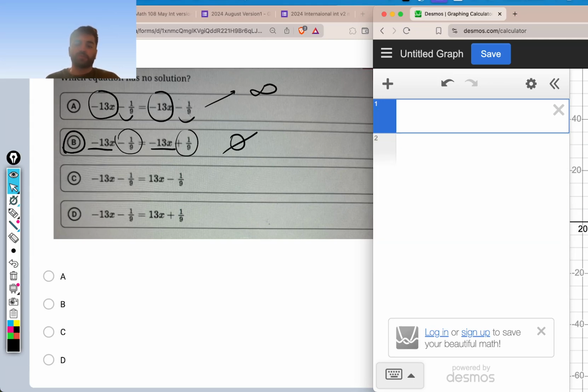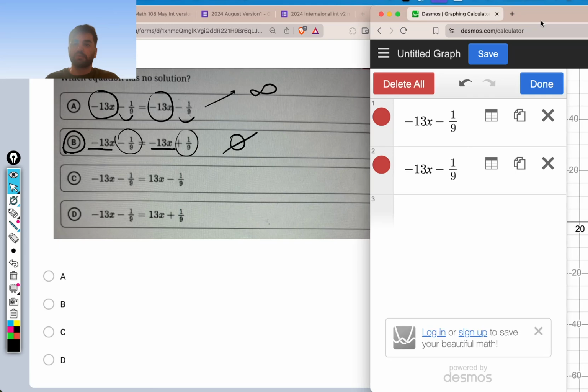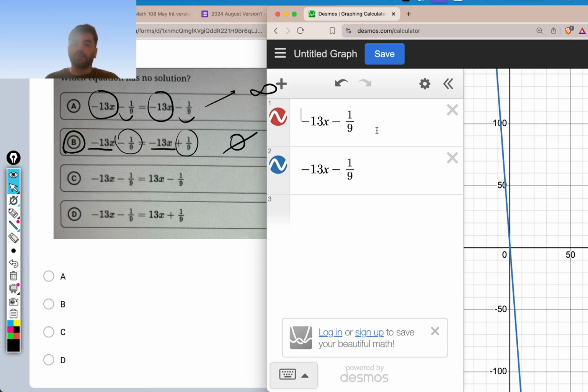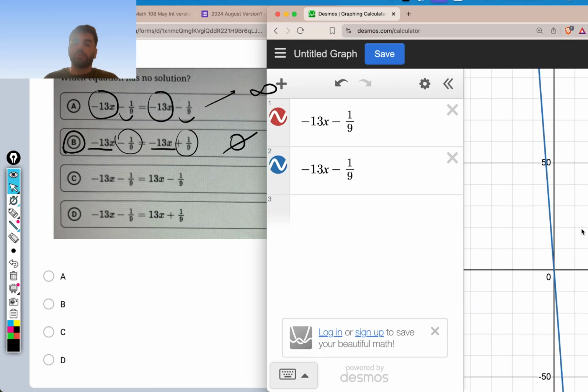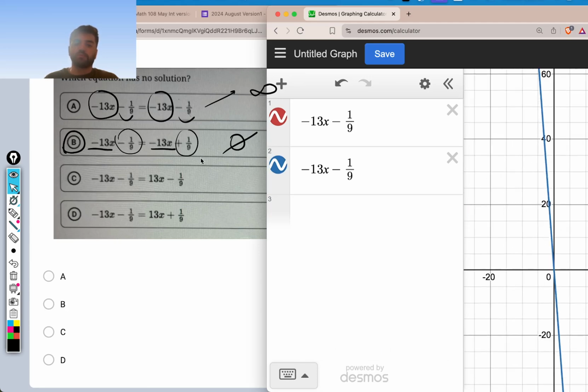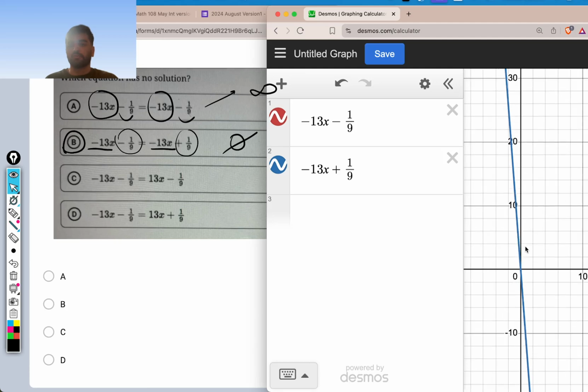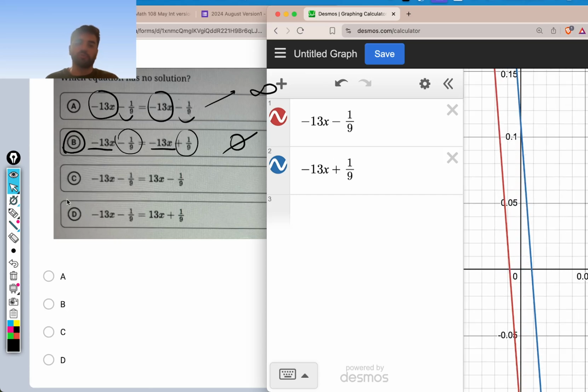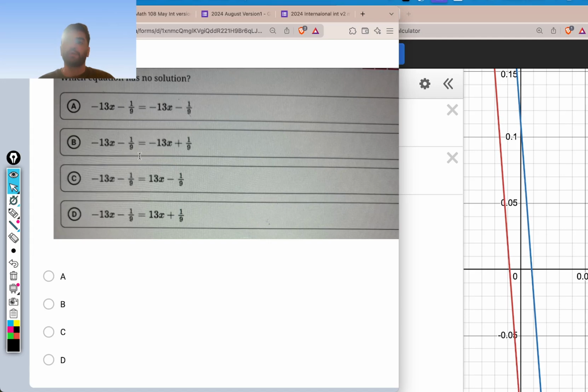Or you can write them in decimals separately. Let's look at A. Negative 13x minus 1 over 9. And you can see the second one is also the same, so let's copy it and change this one to blue. You can see that we have one line here. Because we have one line, it means there is an infinite number of solutions here. If you make that minus plus, it looks like it is also an infinite number of solutions, but when you make it very, very close, you can see that it is actually no solution. So the answer is B here. That's why you must also know the formula. You have to know how to solve it with decimals, and you have to know how to solve it without decimals, with the formula.